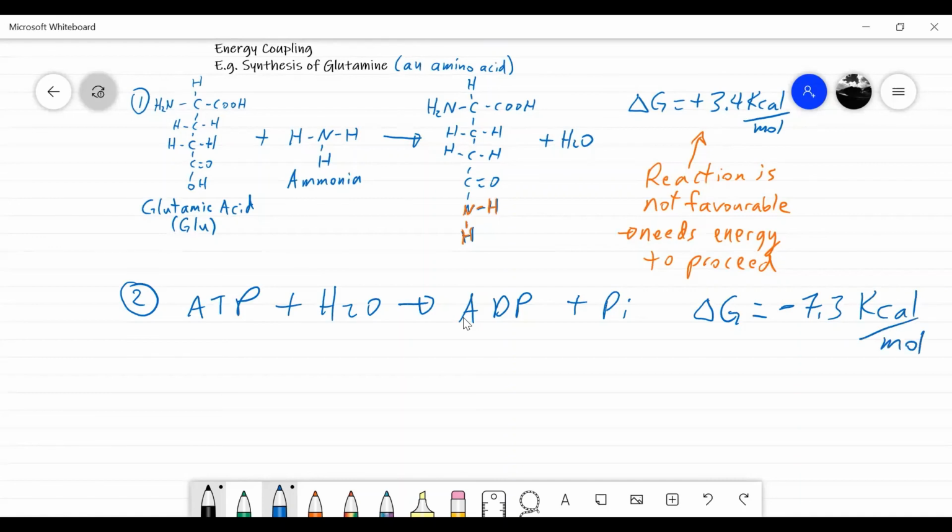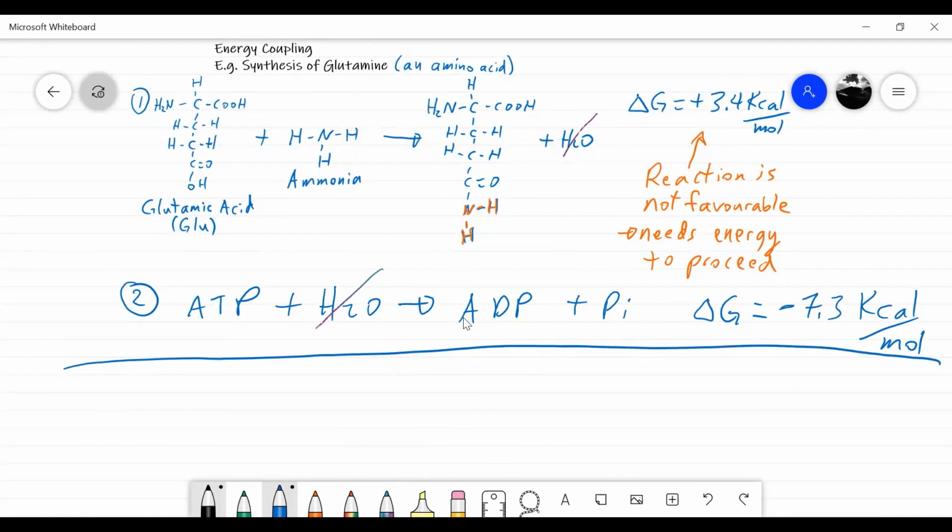Okay, so notice with this reaction, maybe I will grab another color. Notice that the waters cancel out, and this is how you couple two reactions. You put them together, and the waters cancel out, meaning that there's water on both the reactant side and the product side. And so we can look at this in the overall reaction.